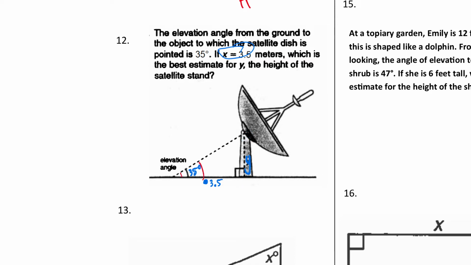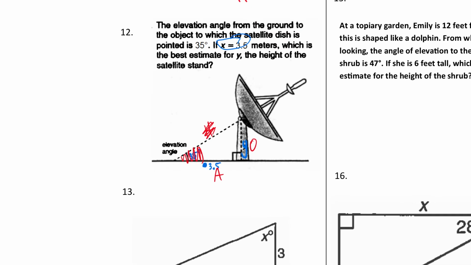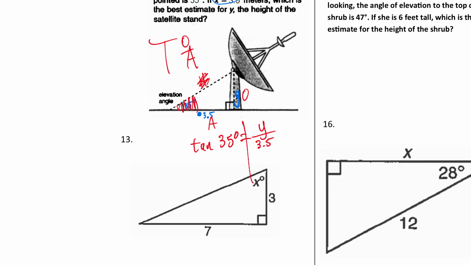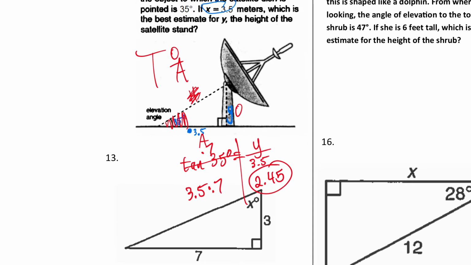All right, so from our angle right here, we have H, A, O. I don't care about the H, so it's the O and A, TOA, tangent. So tan of 35 degrees equals the opposite y over the adjacent 3.5. Tan of 35 is 0.70. The variable y is on top, so we multiply, so 3.5 times 0.7, and that should give us 2.45 meters.